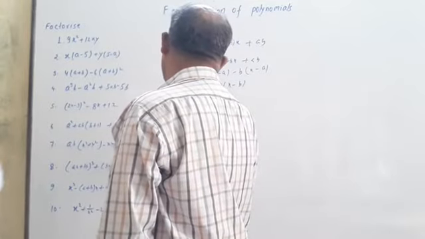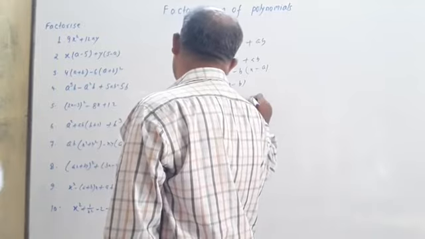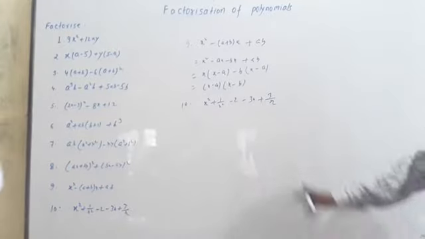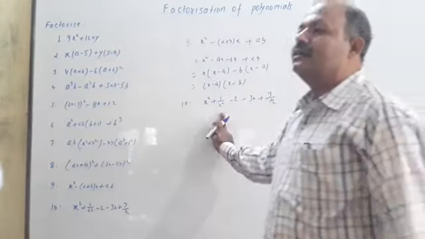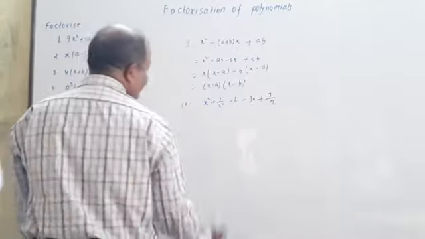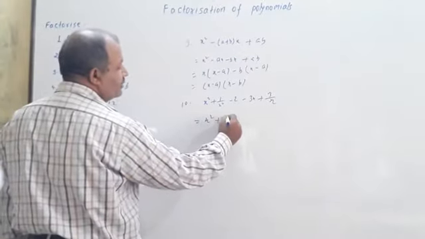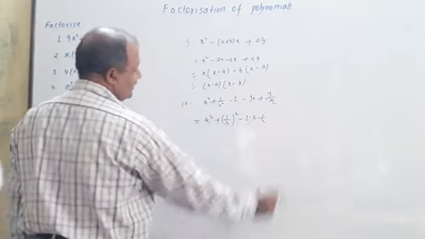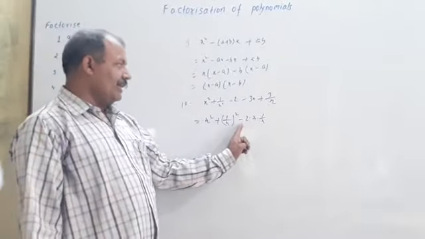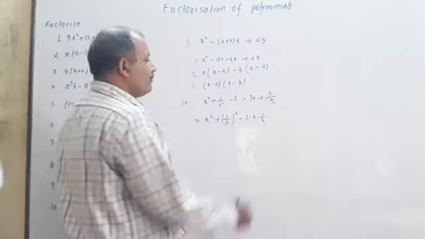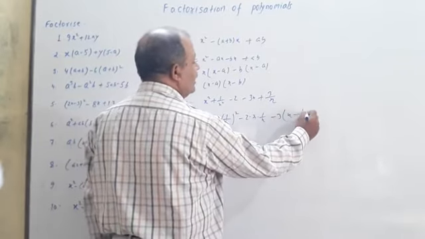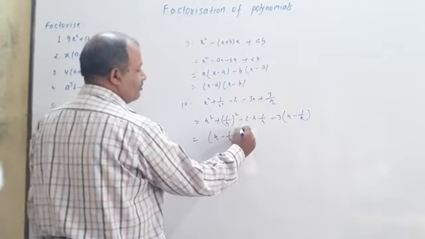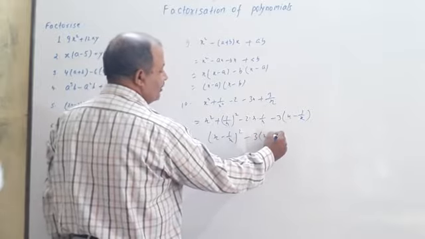This is x square plus 1 by x square minus 2 minus 3x plus 3 by x. First of all, we have to convert these three terms in the form of a square of a minus b. See here, it is a square of x, it is a square of 1 by x, and 2 into x into 1 by x. When x is cancelled by x, we will be left with minus 2 only. Now we have to take minus 3 as common and we are left with x minus 1 by x. This will give a square of x minus 1 by x and this is x minus 1 by x.